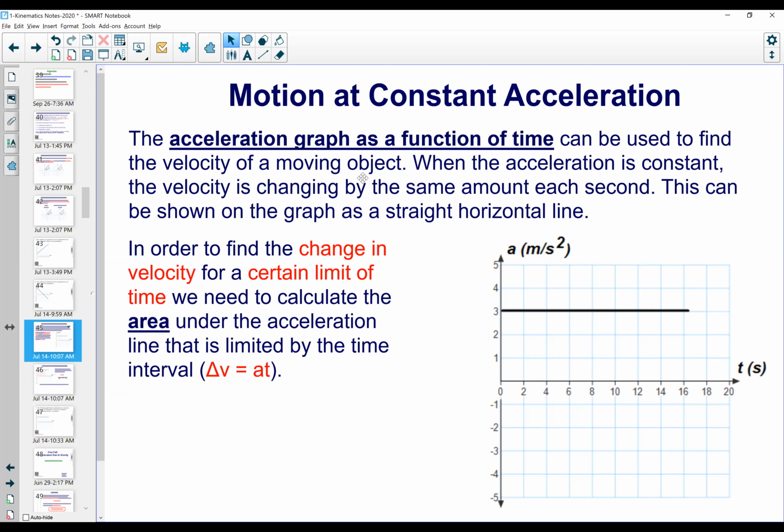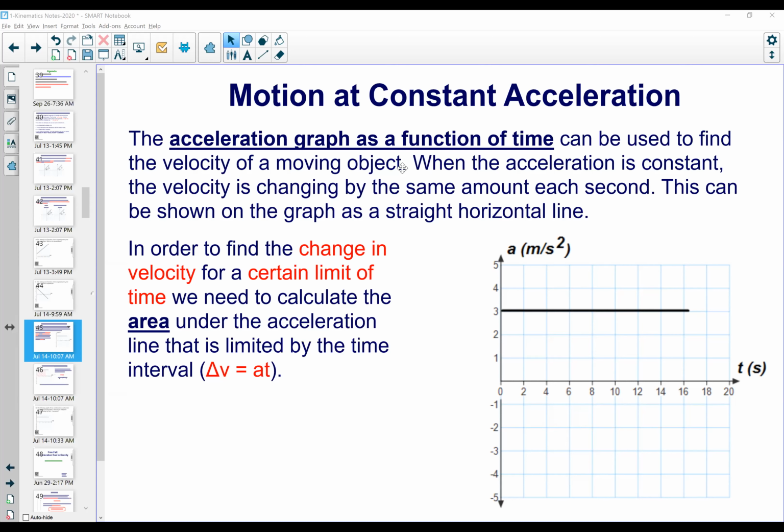Sure. Thank you. In order to find the change in velocity for a certain limit of time, we need to calculate the area under the acceleration line that is limited by the time interval: delta v equals a t. All right. So earlier this semester, we learned that you could find the area under a velocity time graph. And what did the area under a velocity time graph tell us? The position. The change in position.